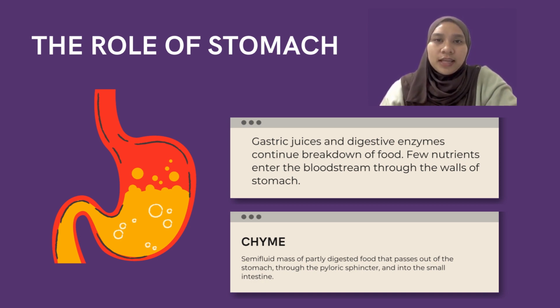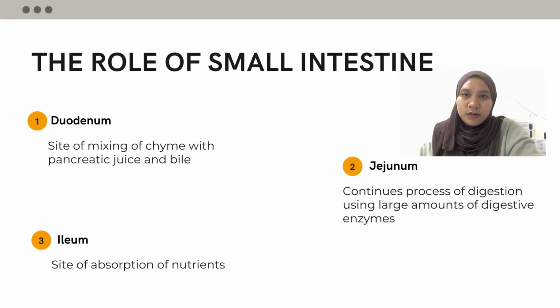Few nutrients enter the bloodstream through the walls of the stomach. The churning action of the stomach works with the gastric juice by converting the food into chyme. Chyme is the semi-fluid mass of partly digested food that passes out of the stomach through the pyloric sphincter and into the small intestine. Next, the function of the small intestine.